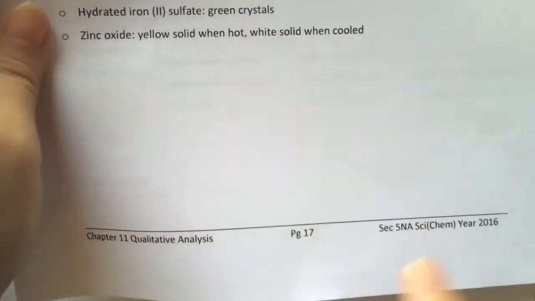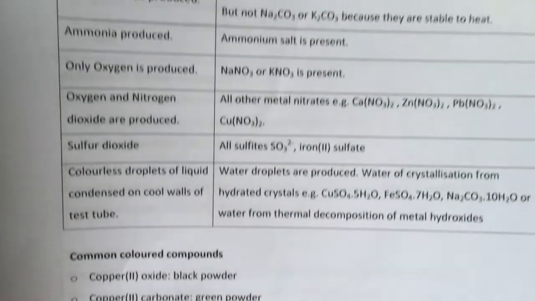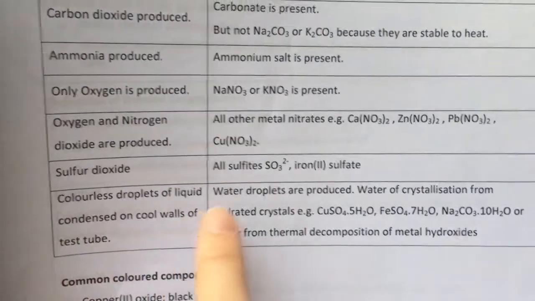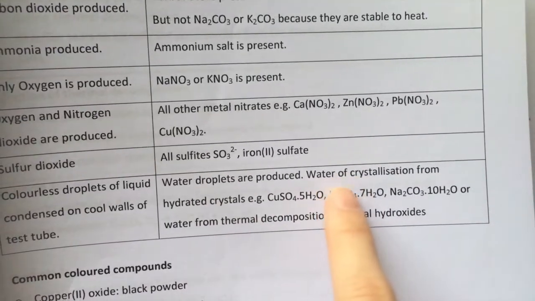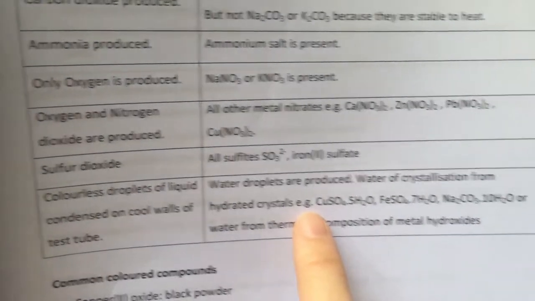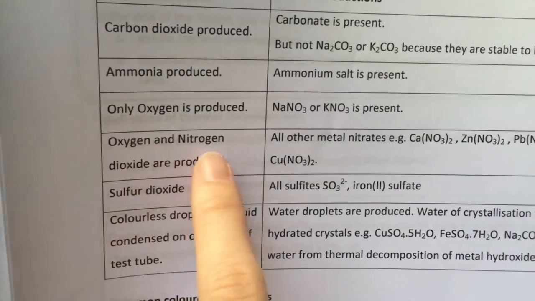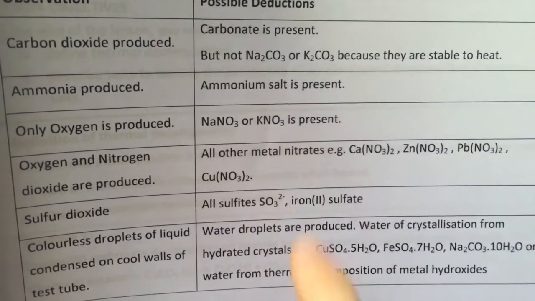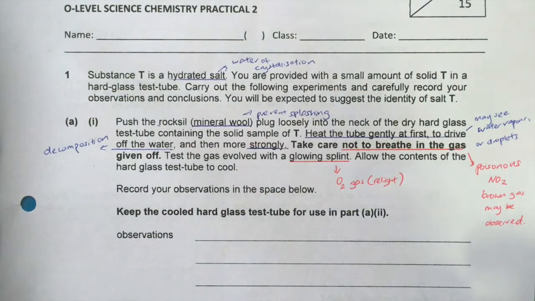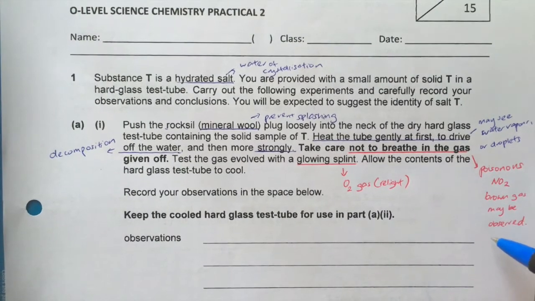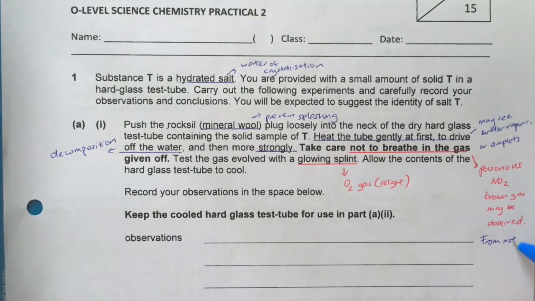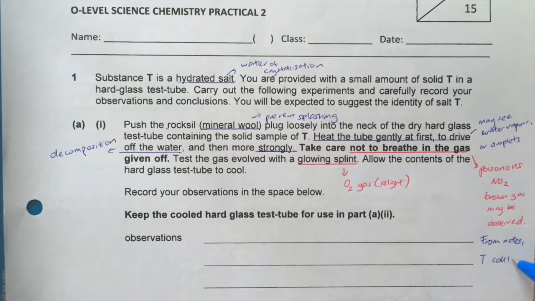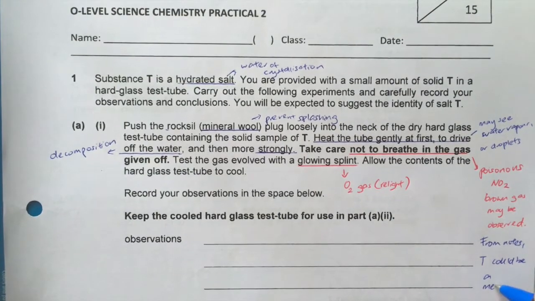And if you look at your notes, page 17, for a summary about what gases could be produced, it talks about the droplets, water droplets from water of crystallization. It talks also about oxygen and nitrogen dioxide being produced, and it could mean that metal nitrates are present. So substance T could be a metal nitrate. So I'm going to write that down so I have in mind that this substance T could be a metal nitrate if oxygen gas and nitrogen dioxide gas were produced.